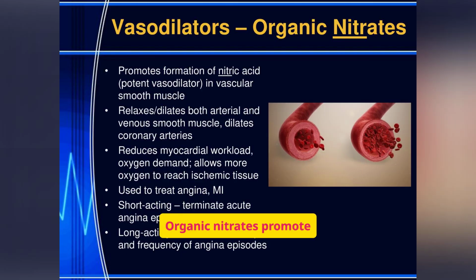Organic nitrates promote the formation of nitric oxide, leading to vasodilation. We'll discuss their uses in treating angina and myocardial infarction. Nitric oxide relaxes smooth muscle, improving blood flow to the heart. Nitrates reduce chest pain and myocardial workload. They're used both short-term, for acute episodes, and long-term, for prevention.